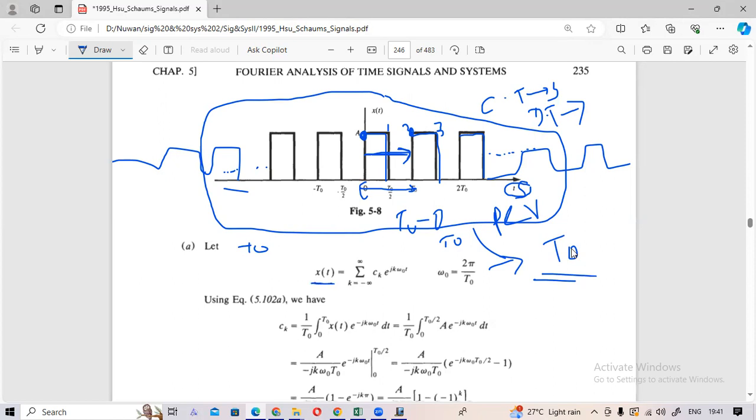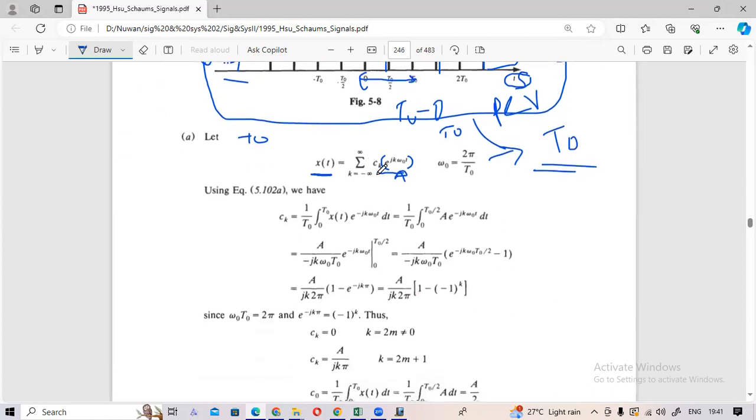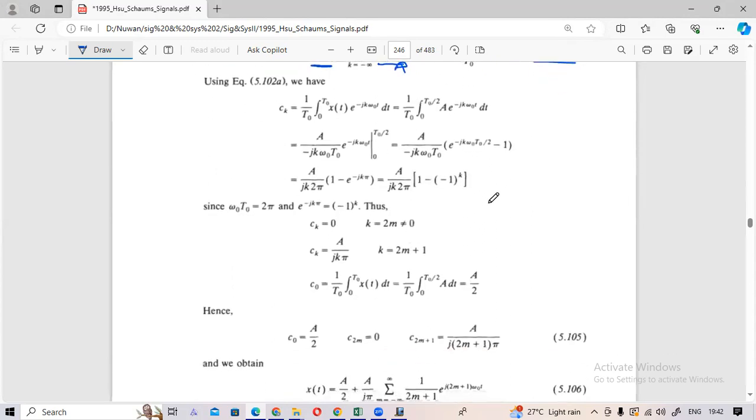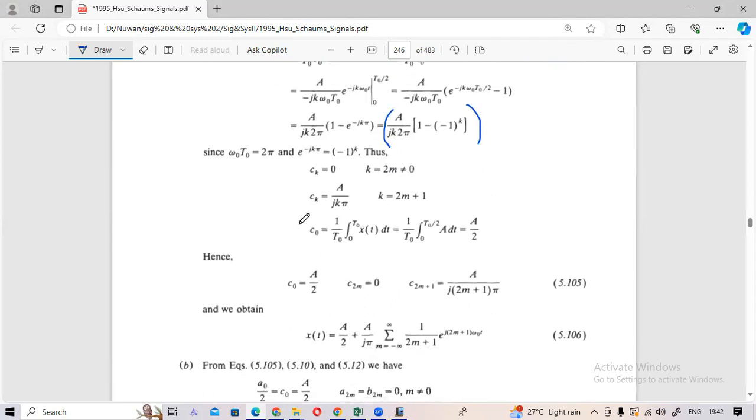Okay. So that signal x(t) can be represented as a sum of this kind of exponential term. And you need to evaluate this CK value. So you can evaluate CK using this integration. They have done this integration and finally get the value. So you can see the value here. This is the value you get for CK. And the value for C naught is this one, A divided by 2.